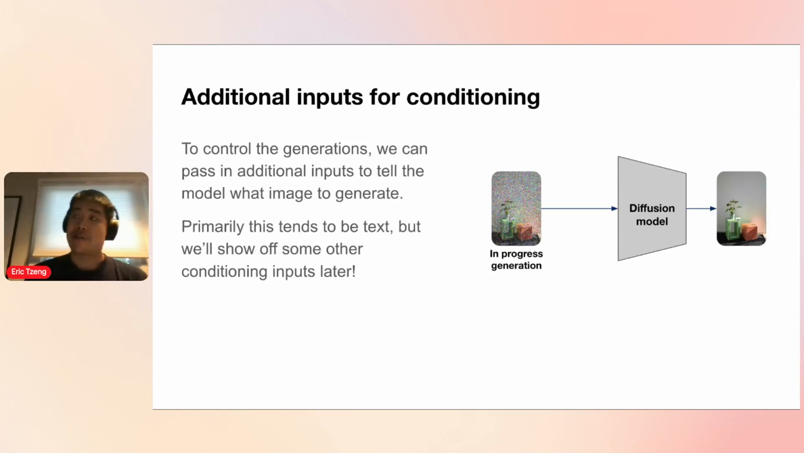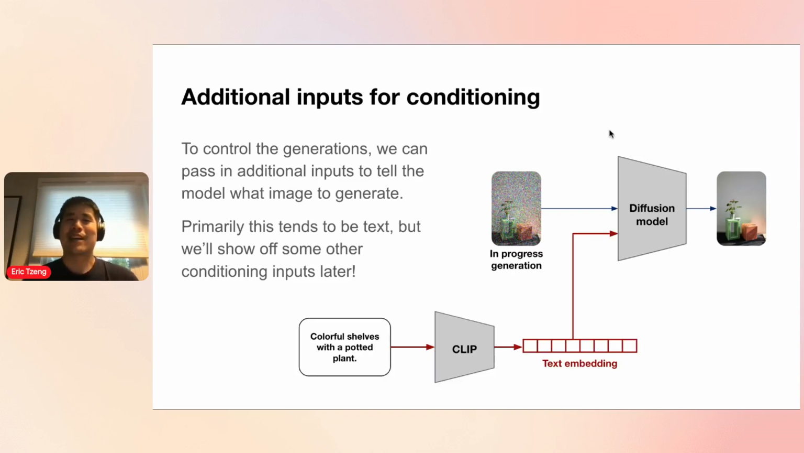Then finally, what I've been describing is a diffusion model that just generates images, but in practice, it's a lot more useful if you can direct these models to generate a particular type of image. And so we tend to add additional inputs for conditioning. The most popular form of conditioning is to add some sort of text caption that indicates what the model should be trying to generate.